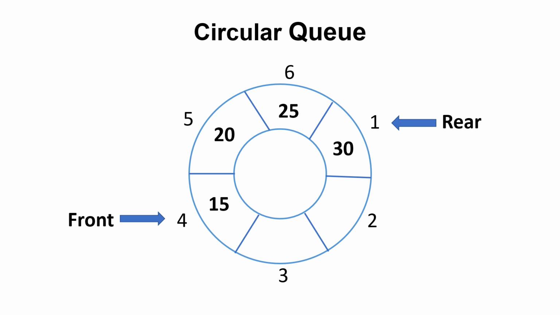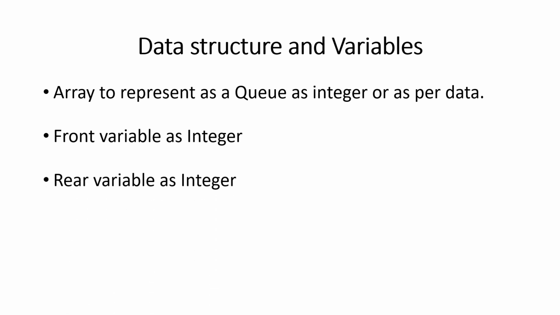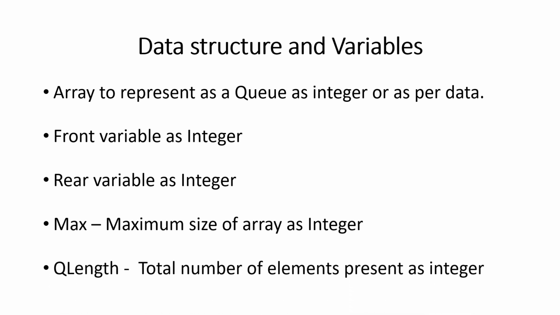Let's see what we need for pseudocode to insert new element. First, we should know what variables and data structures we are going to use to build this logic. Here we will represent our queue by using an array of integer data type. Front variable stores the index of first element and rear variable stores the index of last element. Both are of integer data type. Max variable stores the maximum size of array, and queue length variable stores total number of elements present in the queue.